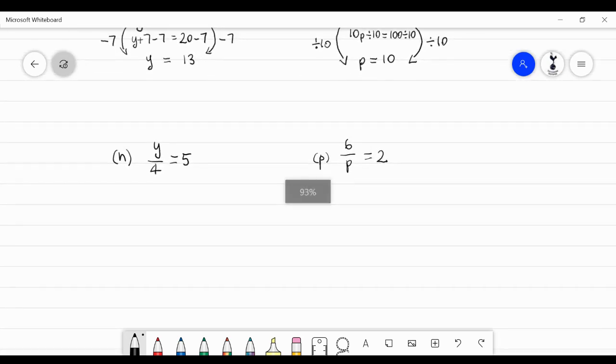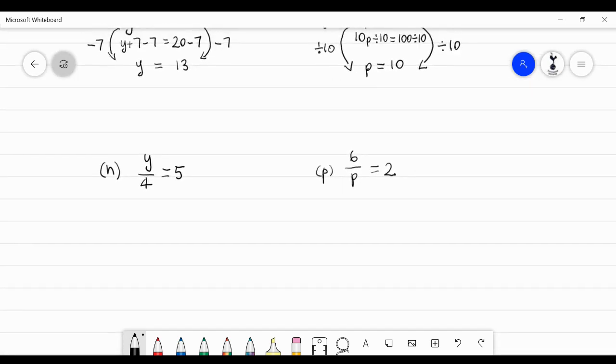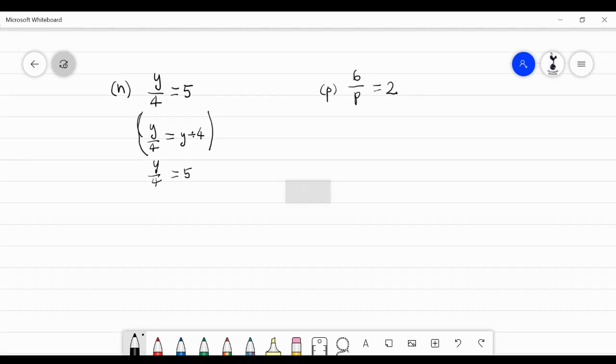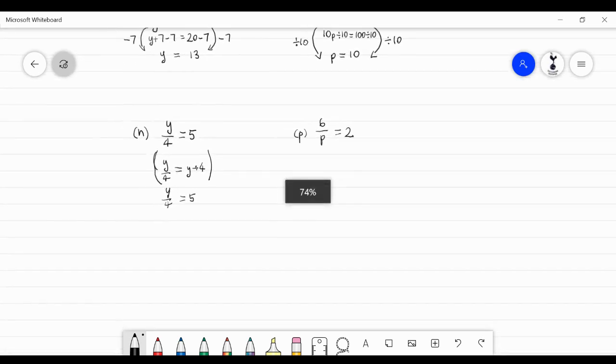Continuing on, y over 4 equals 5. Remember, just as an aside, y over 4 is the same as y divided by 4, if we just remember that. So what we want to do to get y by itself, y over 4 is the same as y divided by 4.